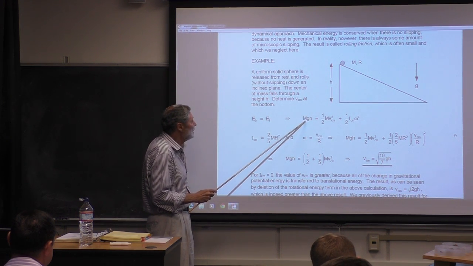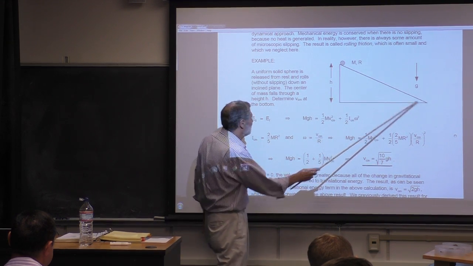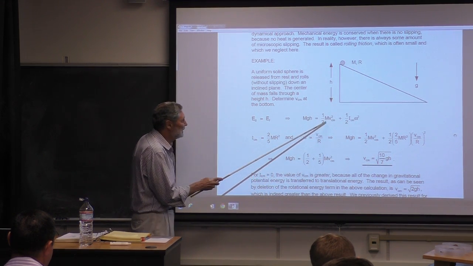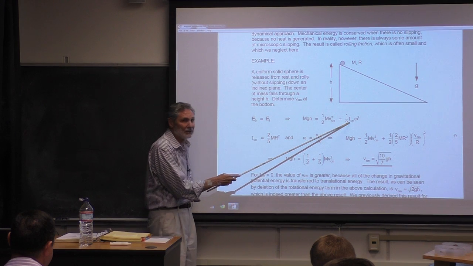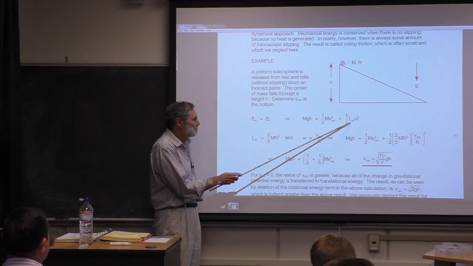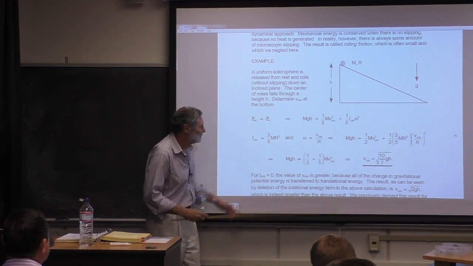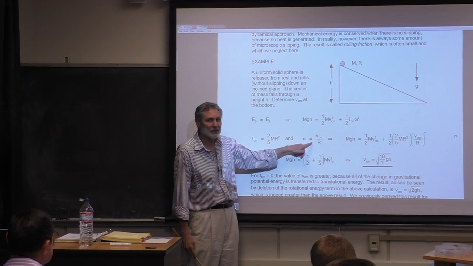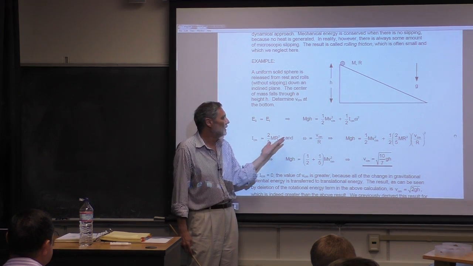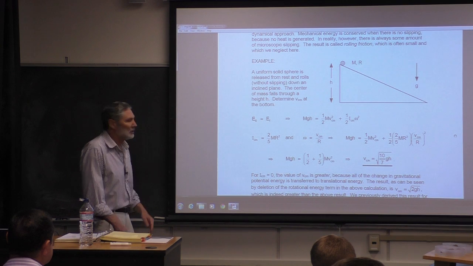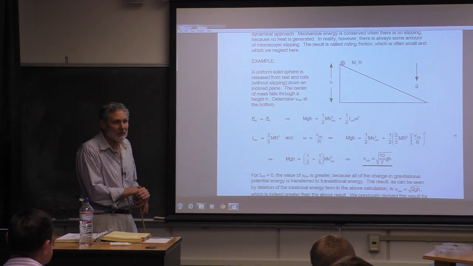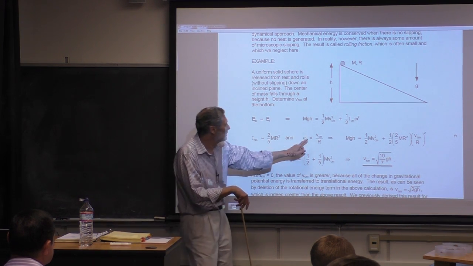The final energy, right at the bottom here, is going to be translational kinetic energy and rotational kinetic energy. And there's a relationship between these two, the no slipping condition. Without that, we've got one equation and two unknowns. We haven't specified the system. But here's the no slipping condition.